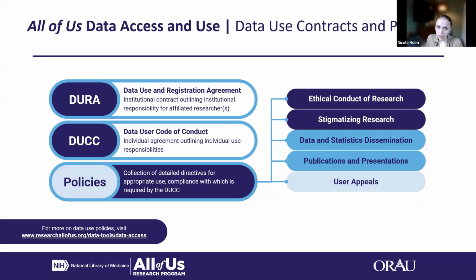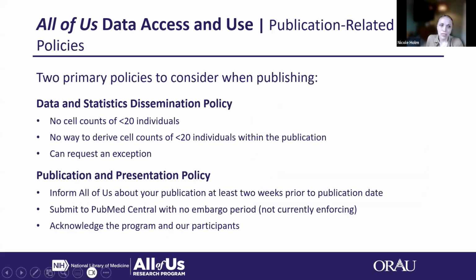They all detail the ways in which researchers can and cannot use our resources to ensure that researchers continue to prioritize trust and prevent misuse of data at every step in your journey with this data. And so today, we are going to go over the most relevant policies for you when you are preparing to publish, present, or otherwise share your research findings. And these are the data and statistics dissemination policy, as well as the publication and presentation policy.